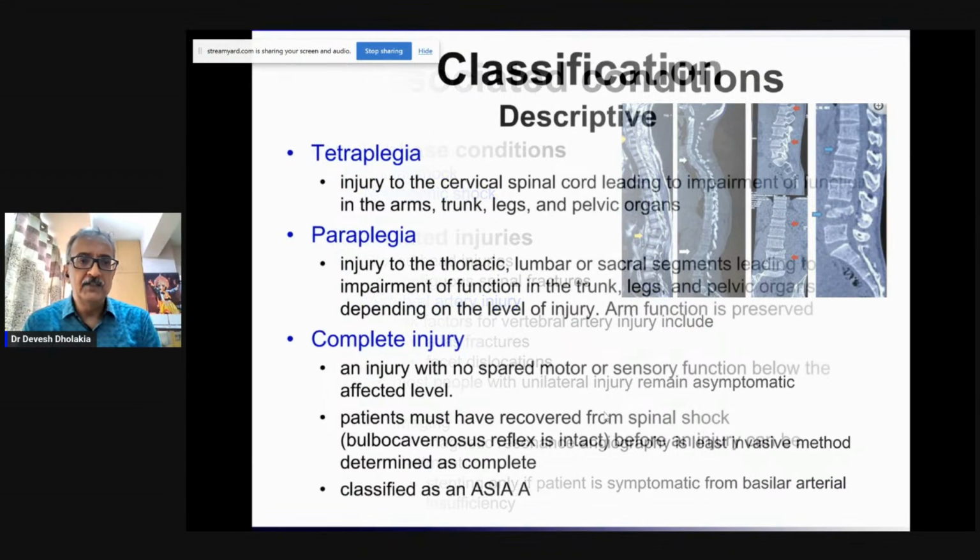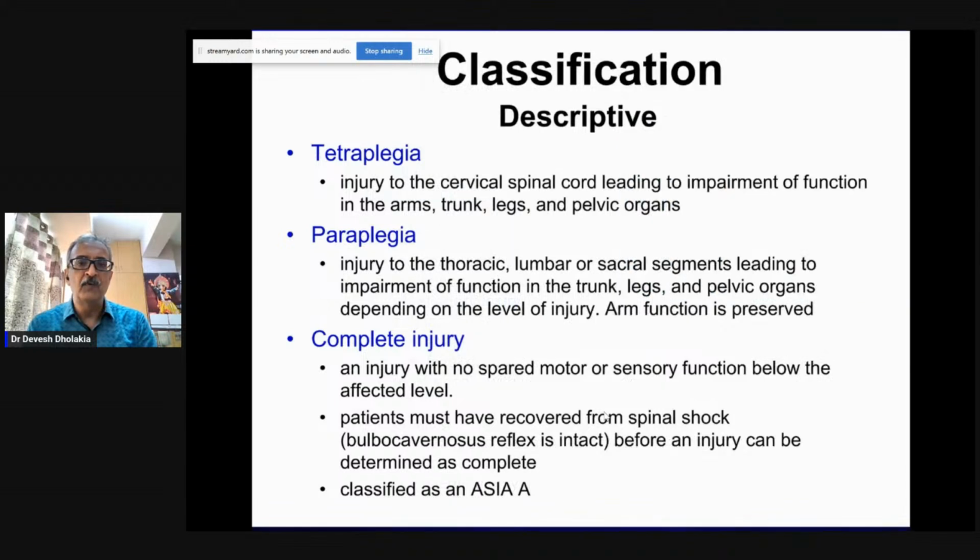So what is tetraplegia? When there's injury to the cervical spinal cord leading to impairment of function in the upper limb, the trunk, the lower limbs, and the pelvic organs. That is, upper limbs and lower limbs are involved. It is called tetraplegia. Paraplegia is when there is injury in the thoracic, lumbar or sacral segments. It leads to impairment of the function of the trunk, the pelvic organs, and the lower limbs, while the upper limb function is preserved. That is called paraplegia.